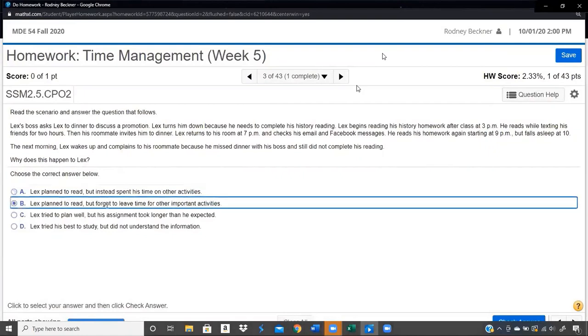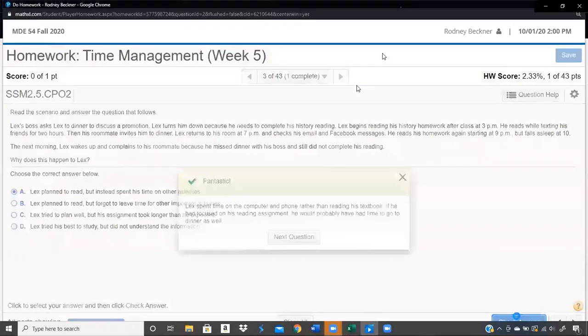Lex planned to read, but forgot to leave time for other important activities. Now, you might say he forgot to leave time for other activities, but the word important is in there. Checking email, Facebook messages, texting, I wouldn't document them under important unless it's your work email, student email, and you've got this big back and forth going on or something. I don't know. So my vote's A. We get it right.